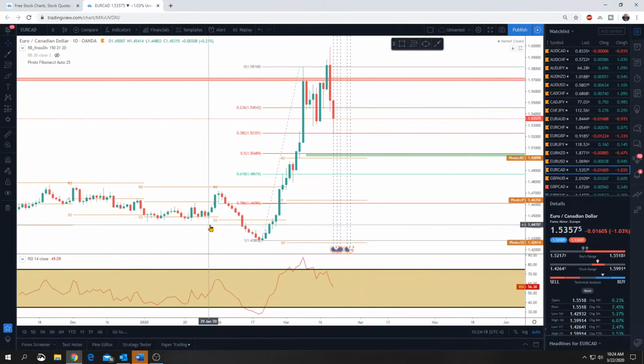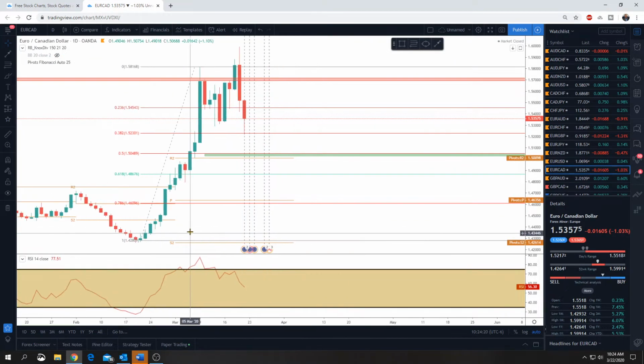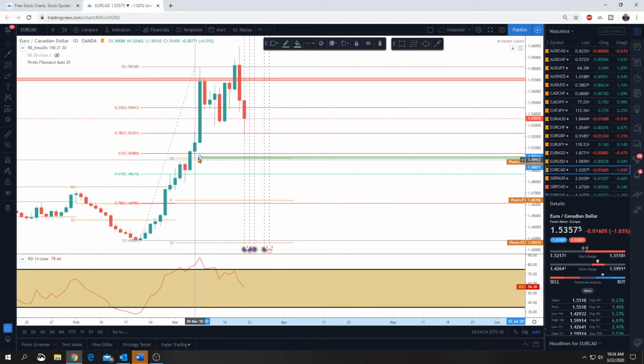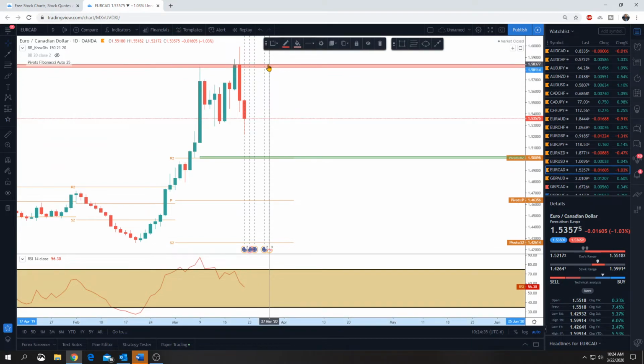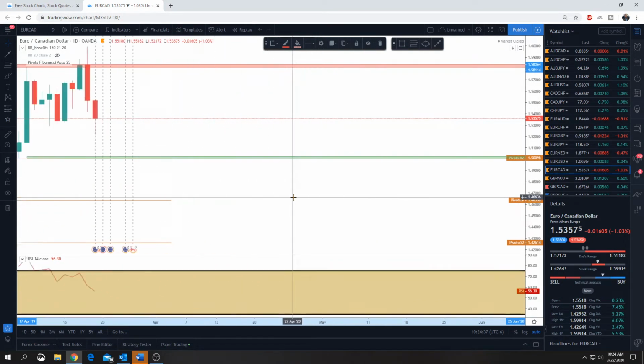Okay, EURCAD. Yeah, I like bullish right here. It hit the 318, so we might just trade in this range on this pair. But I like where we have our bullish and bearish zones here.